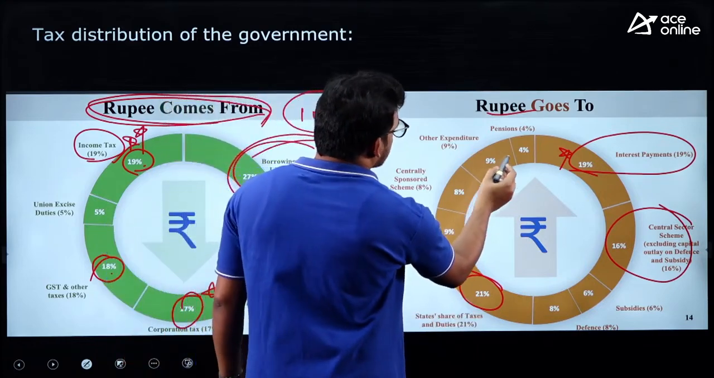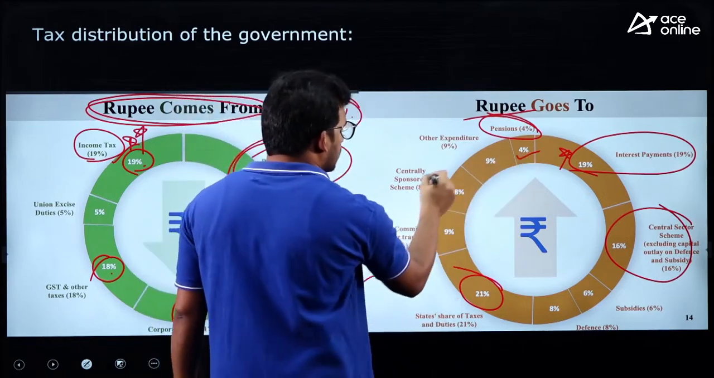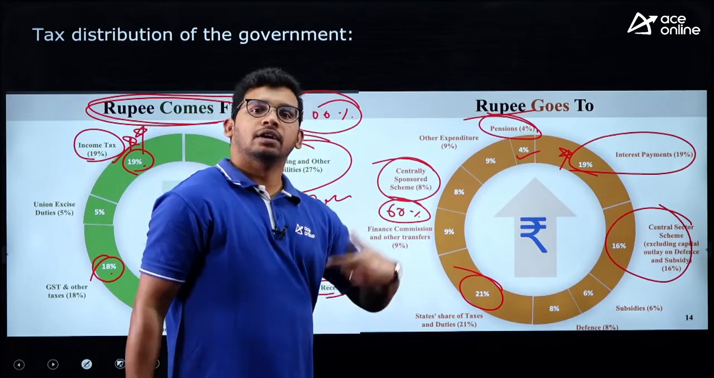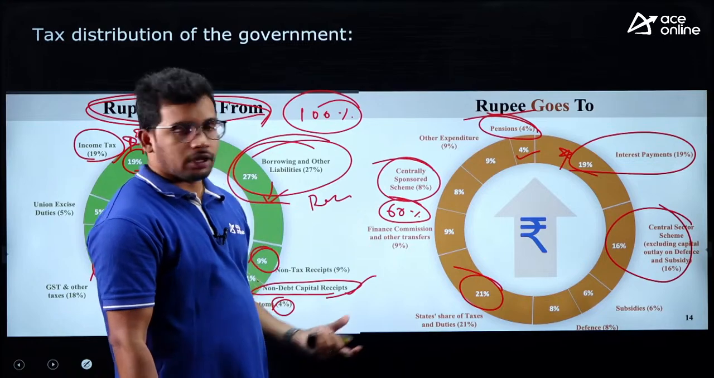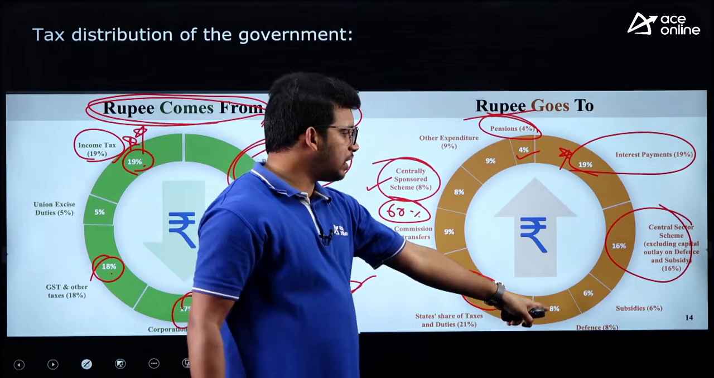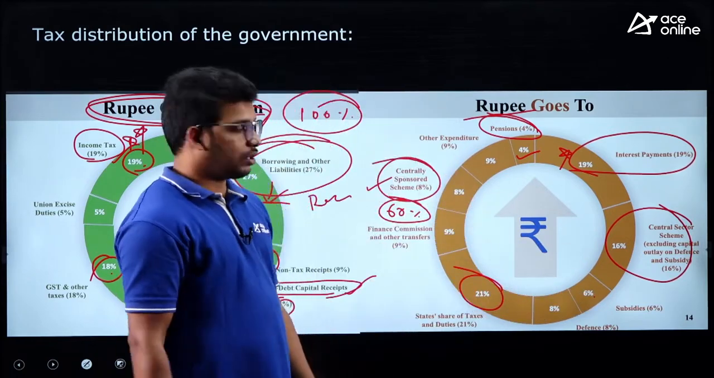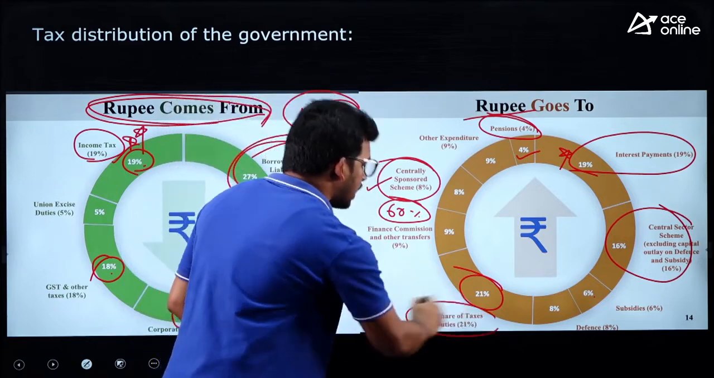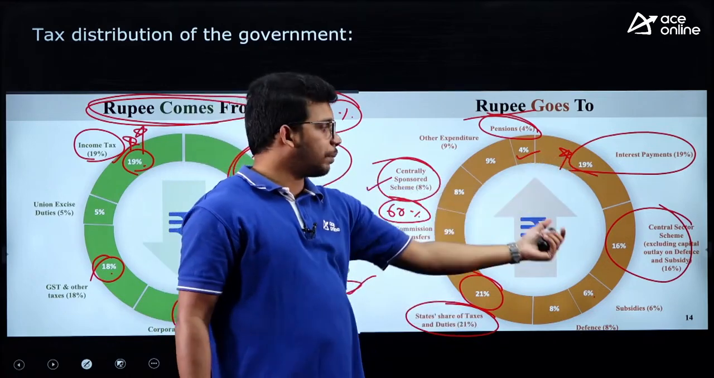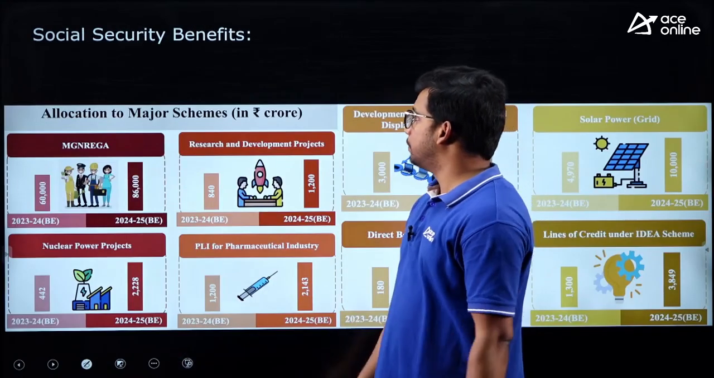Then what else is there? Pensions, the total pensions for military, government employees and all, 4% is given. Centrally sponsored schemes means 60% of the fund is given by the center. So this is given to the states in terms of scheme implementation, right. This is 8%, right. Next one, defense expenditure, subsidies, you can see here, other expenditure 9%. So this is the distribution of the government expenditure. The dominant one is the states' taxes, whatever taxes are given to the states, followed by interest payments and then central sector schemes. So this is also a very important slide that you need to remember, fine.